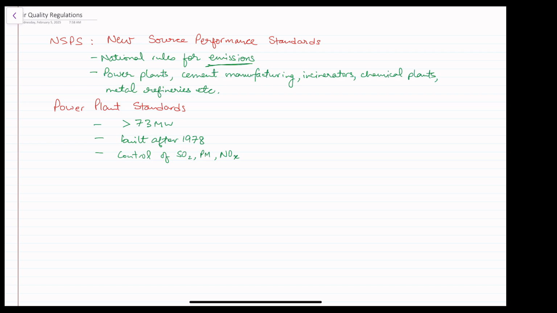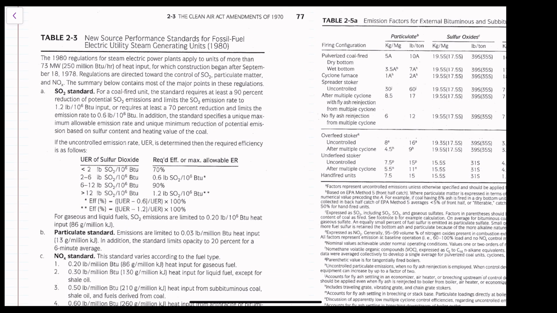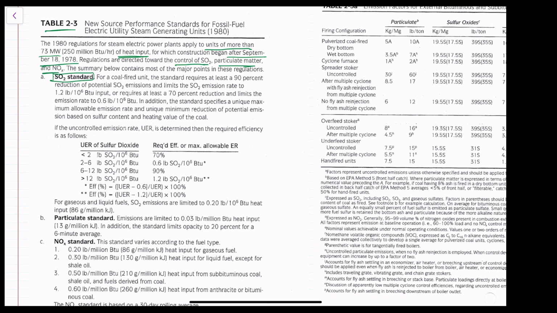We'll just look at the table in a moment here. There's this table here. You can see this is Table 2.3, and these regulations applied to units of more than 73 megawatts of heat input, of which the construction began after September 1978, and it directed the control of sulfur dioxide, particulate matter, and NOx. And so for the SO2 standard, this is the table.